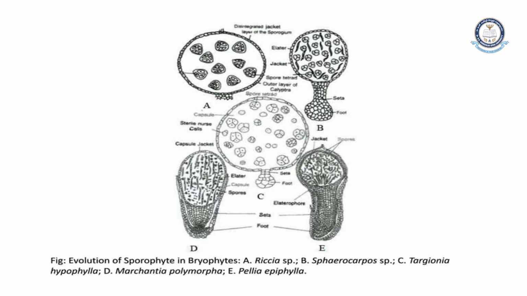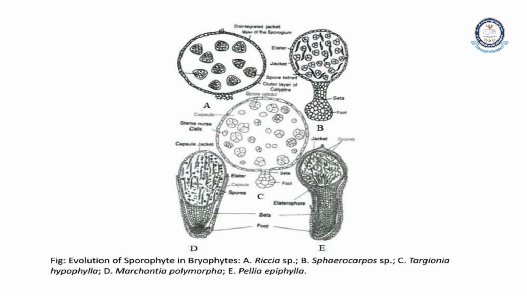Coming to this part, this one is Targonia. In Targonia also, this is a sterile foot and a sterile seta. This foot is also very small in size. Another one is the seta, also very small, and very few cells are present in the seta part. Coming to this part, the jacket and capsule, which are very large in size in Targonia.